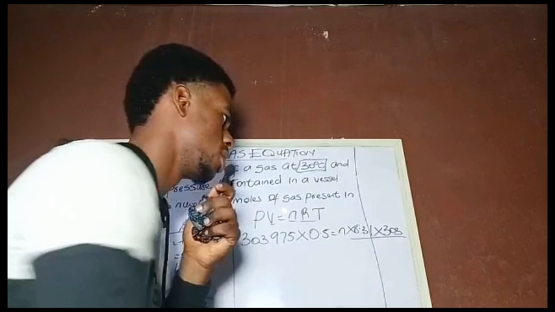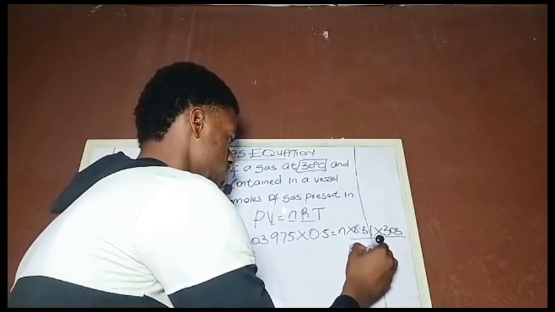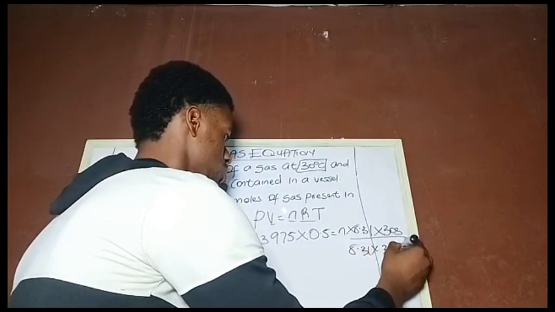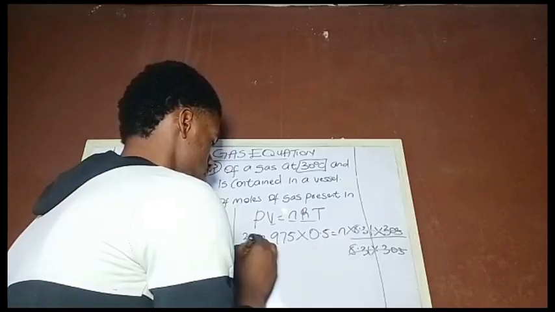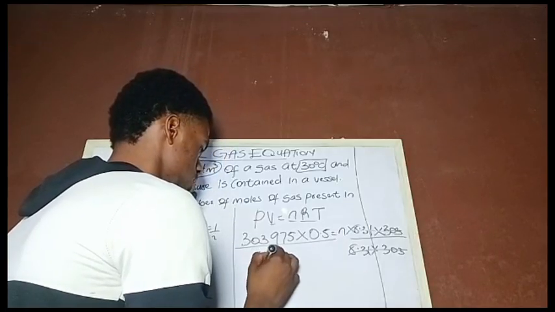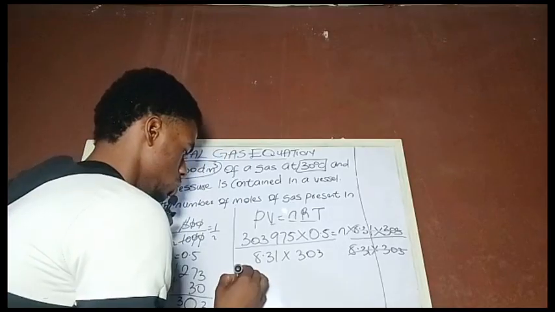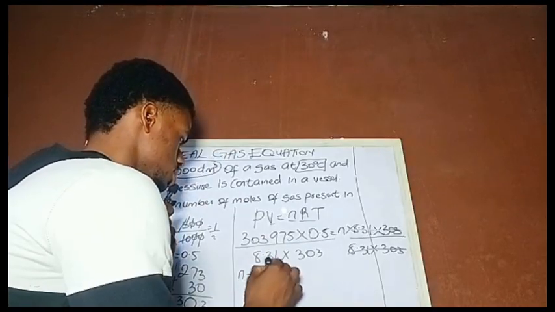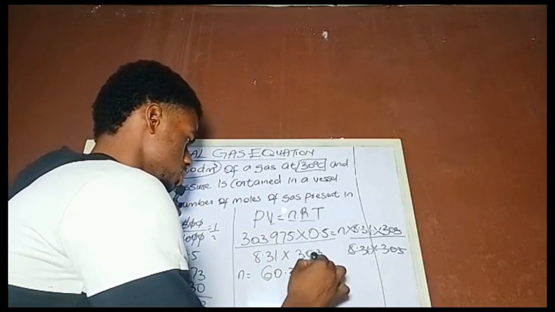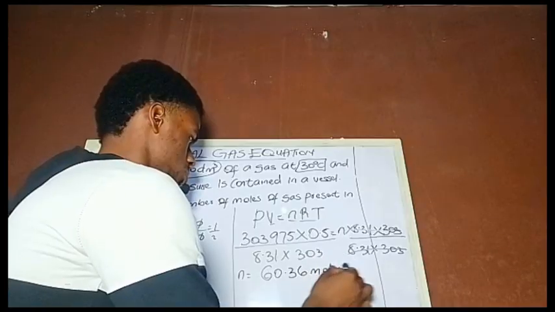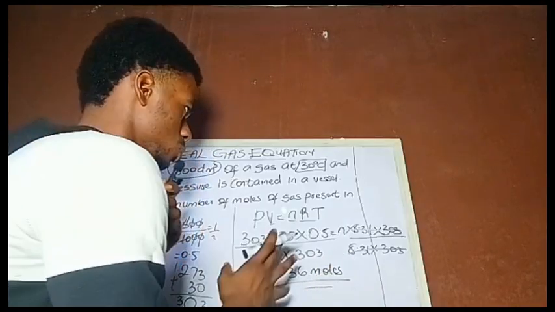So I divide both sides by 8.31 times 303. Divide both sides by 8.31 times 303. So the number of moles is 60.36 moles. That will be the answer to the question.